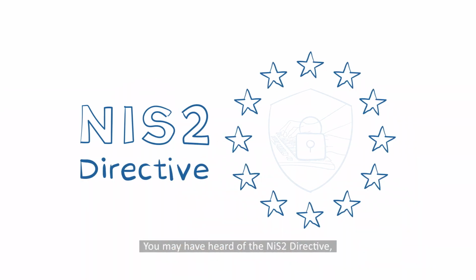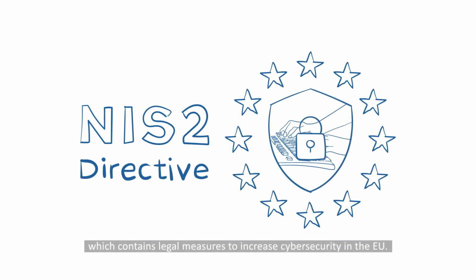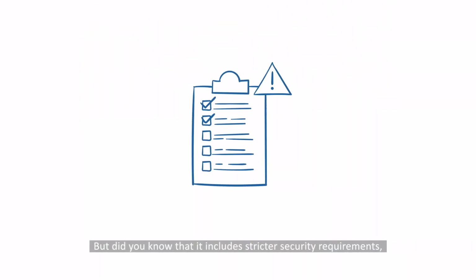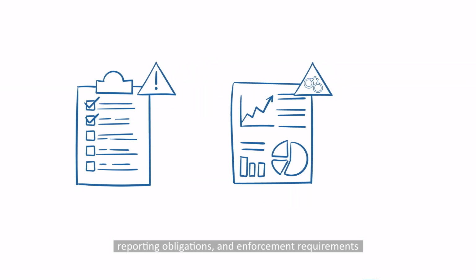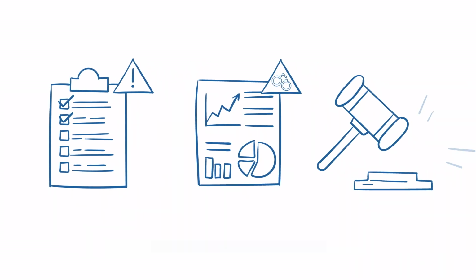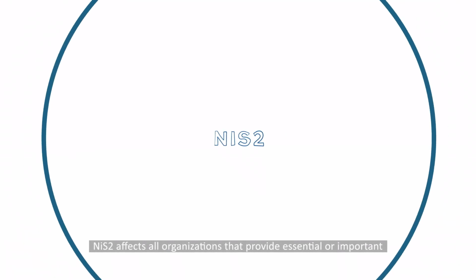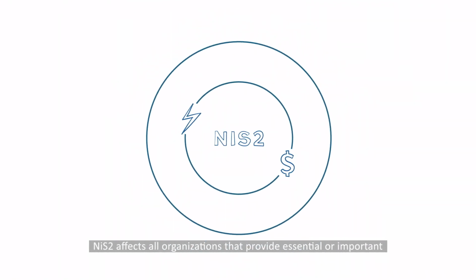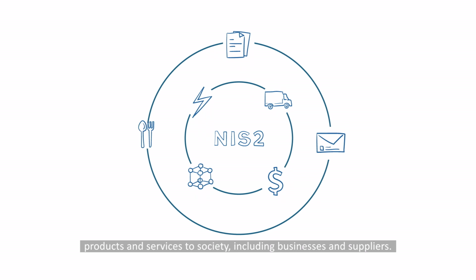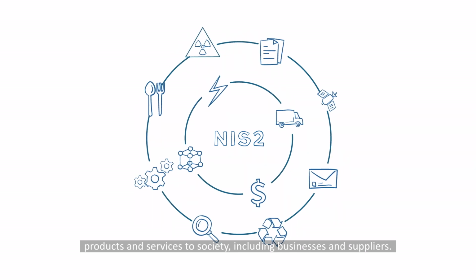You may have heard about the NIS2 directive, which contains legal measures to increase cybersecurity in the EU. But did you know that it includes stricter security requirements, reporting obligations, and enforcement requirements for a broader scope of organizations? NIS2 affects all organizations that provide essential or important products and services to society, including businesses and suppliers.